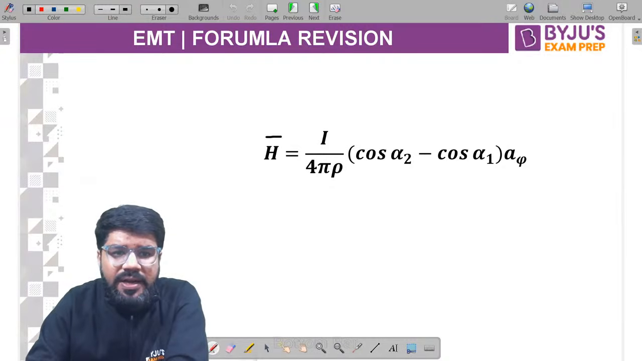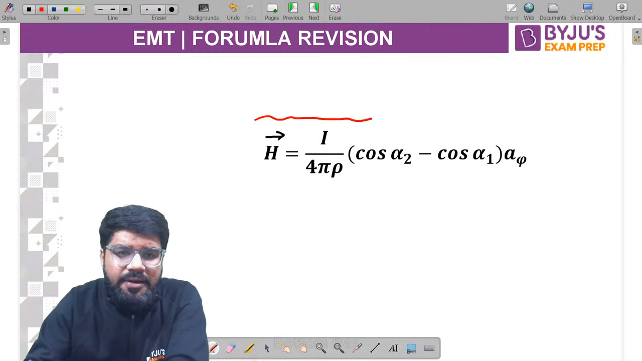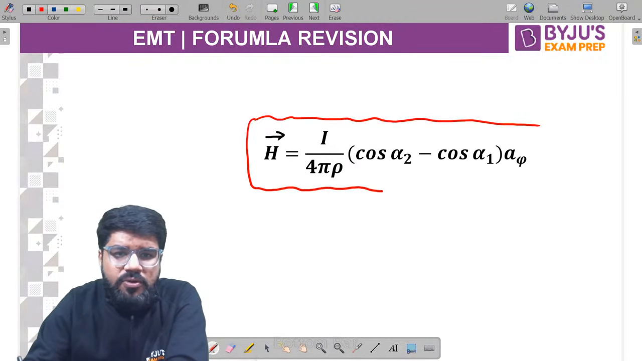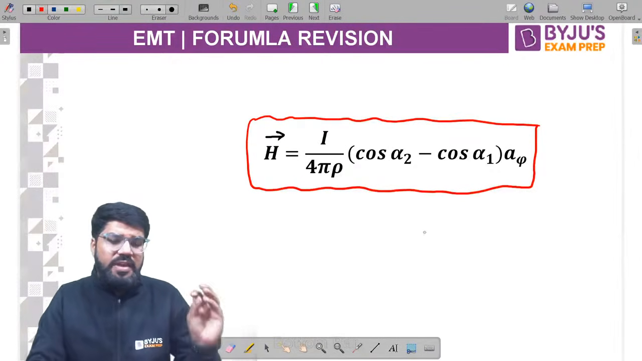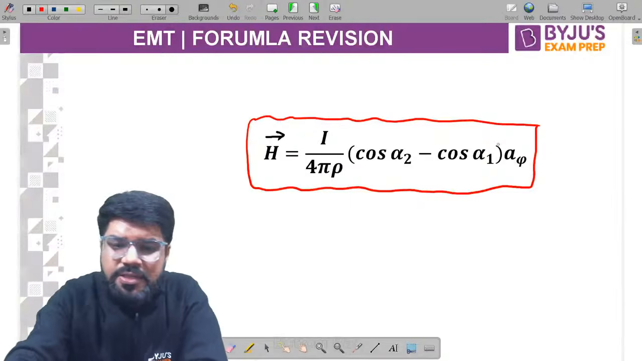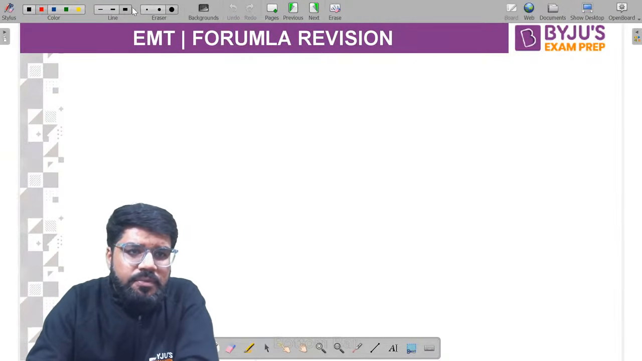This has been calculated and it is given by the formula I divided by 4 pi rho, cos of alpha 2 minus cos of alpha 1. So guys, what is alpha 2, what is alpha 1, what is I, what is rho? This is a very important formula. Let me explain this one separately, rather than the previous picture.